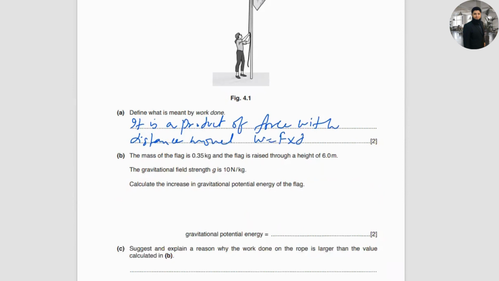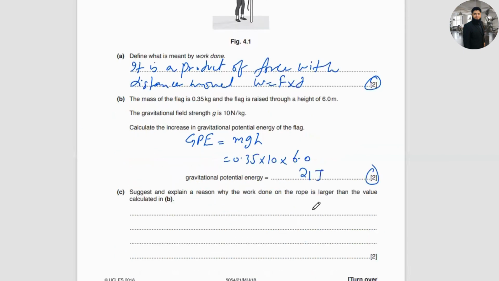The mass of the flag is 0.35 kg and the flag is raised through a height of 6 meters. The gravitational field strength is 10 Newton per kg. Calculate the increase in gravitational potential energy of the flag. So always remember the formula for GPE, which is gravitational potential energy is equal to mgh. So m is 0.35, and the answer to this one is 21 joules. The unit for gravitational potential energy is joule.